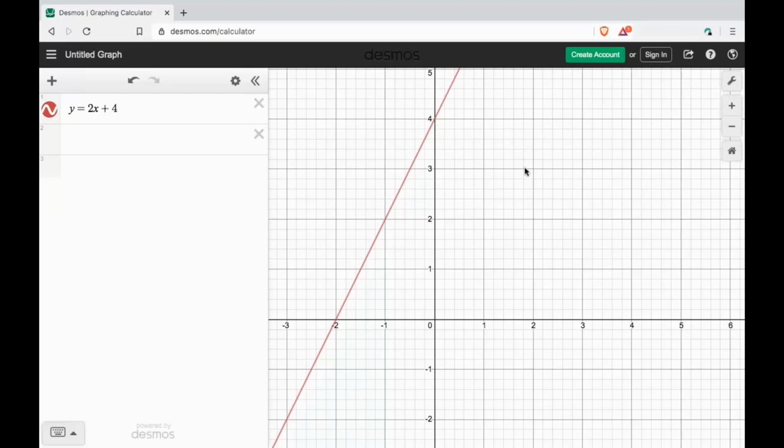What other features of this line can we see? Well, there's a plus 4 here, and that corresponds to the y-intercept. The reason it's the y-intercept is it's what you get if you sub 0 into this equation, if you sub x equals 0 into the equation.